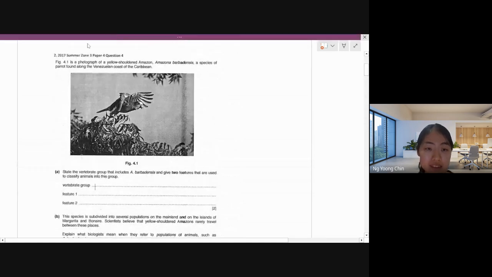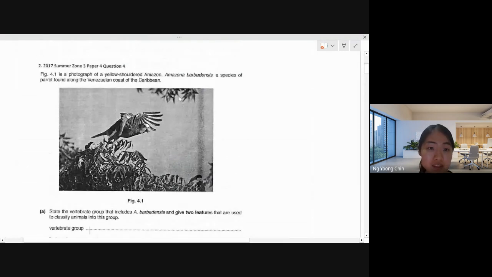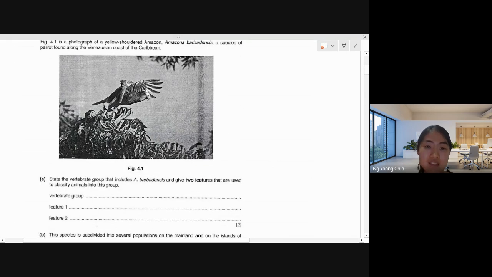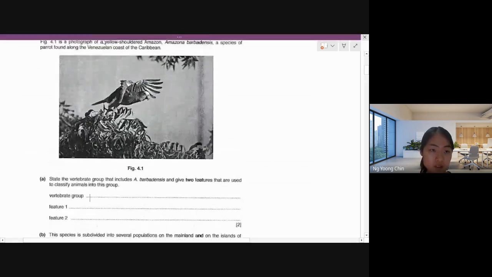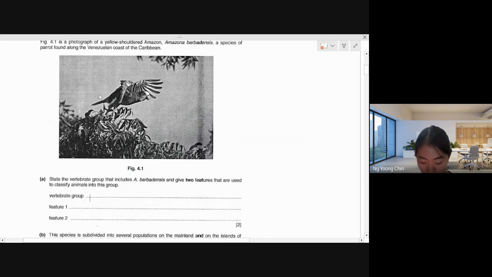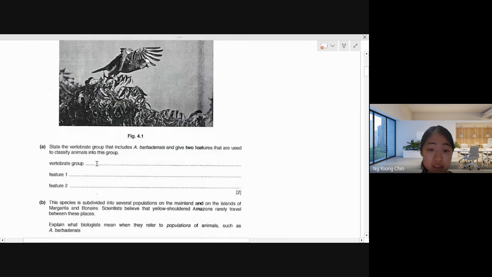Okay, maybe we can start with this question. This is a bird. Yellow-shouldered Amazona barbadensis, a species of parrot found along the coast of the Caribbean. You just need to know it's a bird. State the vertebrate group that includes the barbadensis and give 2 features that are used to classify the animal into this group. So this is a bird. What is the feature of this bird? The middle group belongs to the birds.